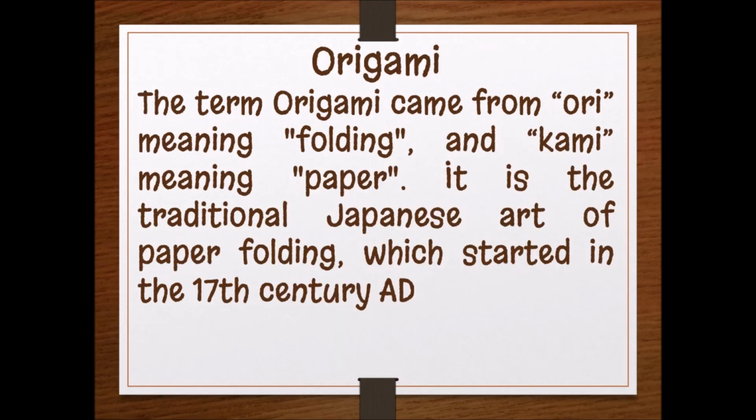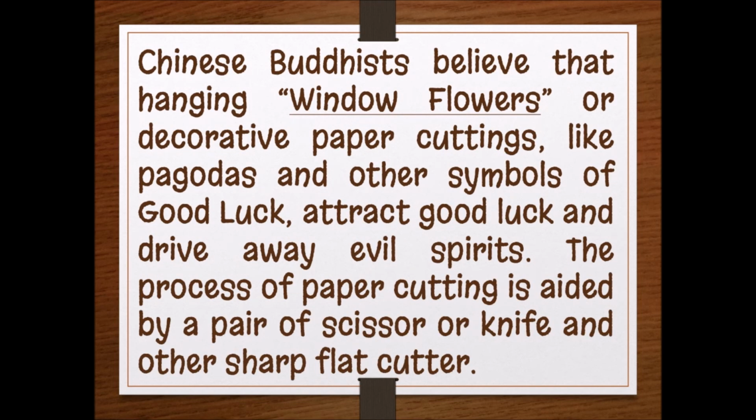Origami. The term origami came from ori, meaning folding, and kami, meaning paper. It is the traditional Japanese art of paper folding, which started in the 17th century AD. Chinese Buddhists believe that hanging window flowers or decorative paper cuttings like pagodas and other symbols of good luck attract good luck and drive away evil spirits. The process of paper cutting is aided by a pair of scissors or knife and other sharp flat cutter.